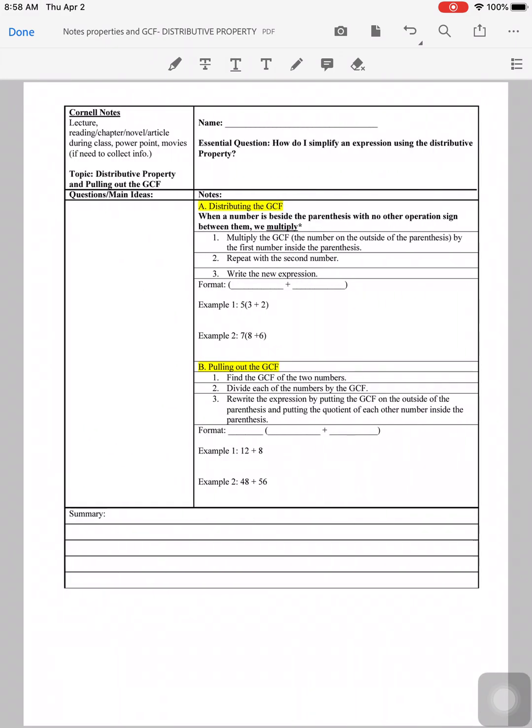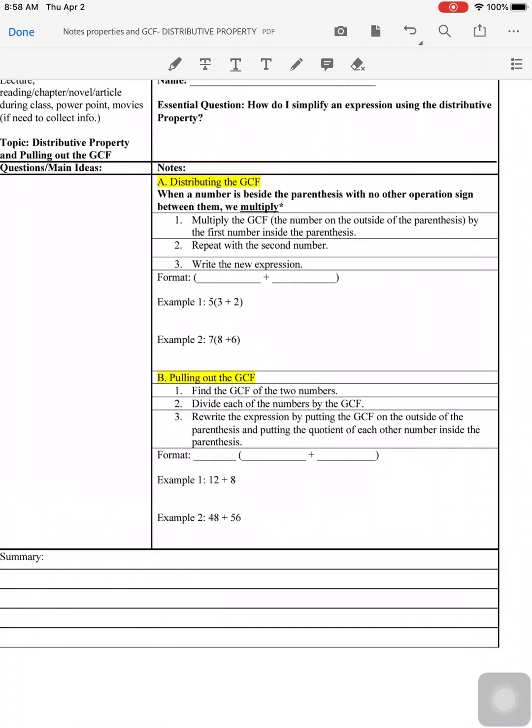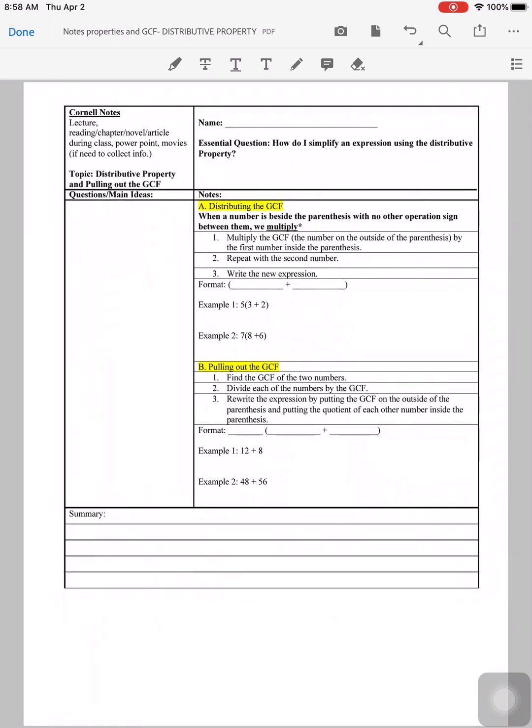Alright, so let's go a little further in detail concerning the distributive property. Alright, so these are Cornell notes, and you've seen them before, so you know after you fill in your notes, you need to write your questions and summarize your notes in your own words.